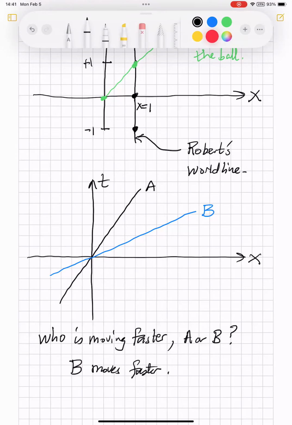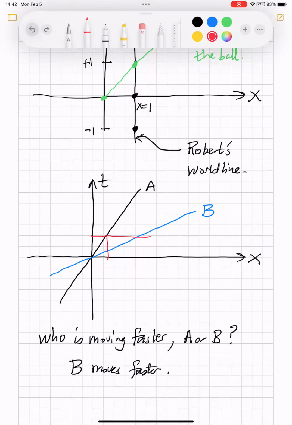So they both start at the origin. At this time over here, okay, look how far A has moved. A has moved this distance. And look how far B has moved. Oh, I should draw it over here. Look how far B has moved. B has moved this distance. So who moves the furthest distance? B. So who's moving faster? Well, that's B.